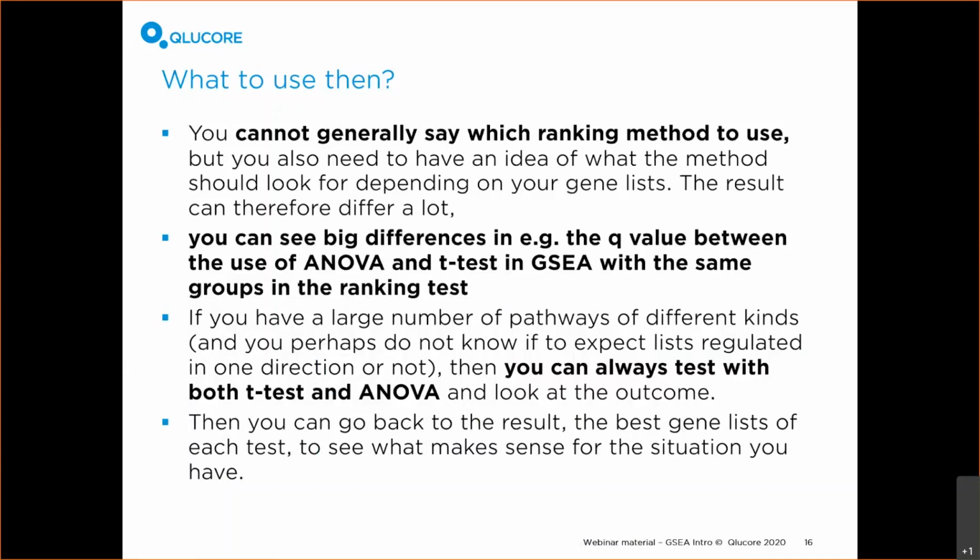In the normal statistics, there is no difference if you have two groups and do a multi-group comparison or a Ttest, but it is a big difference in the Gene Set Enrichment Analysis. So that's important to remember. So if you have a large number of pathways and you don't really know what to expect, you can always test with both Ttest and ANOVA and have a look at the outcome. And then you can go back to the result and see what makes most sense with your data set. So there are no firm rules here on what to use.